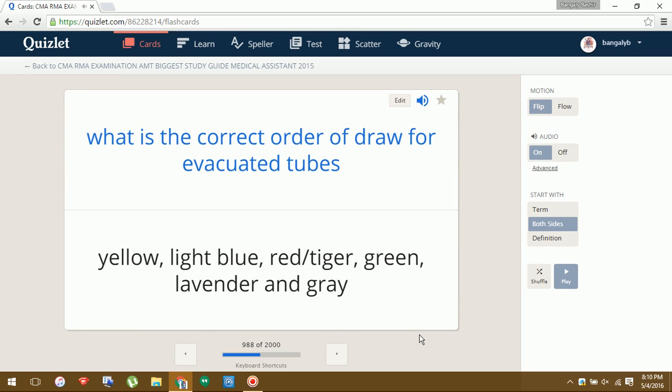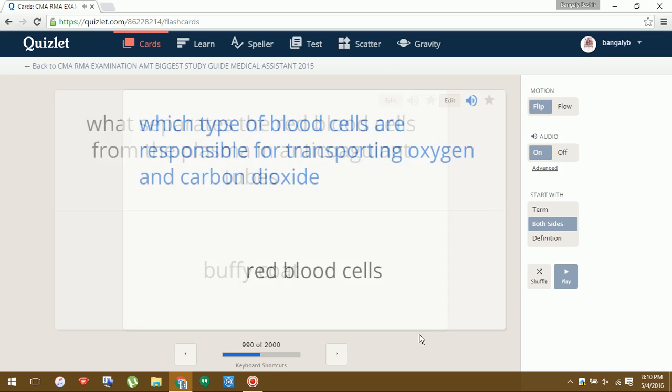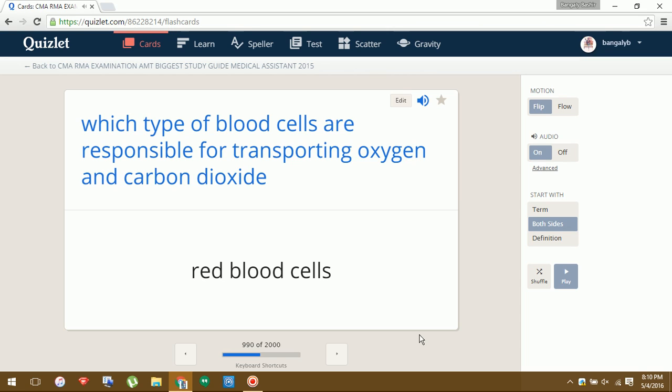What is the correct order of draw for evacuated tubes? Yellow, light blue, red, tiger, green, lavender and gray. What separates the red blood cells from the plasma in anticoagulant tubes? Buffy coat. Which type of blood cells are responsible for transporting oxygen and carbon dioxide? Red blood cells.